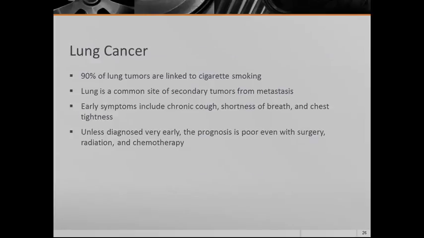Lung cancer, 90% of lung tumors are linked to cigarette smoking. The lung is the most common site for secondary tumors from metastasis of other tumors.